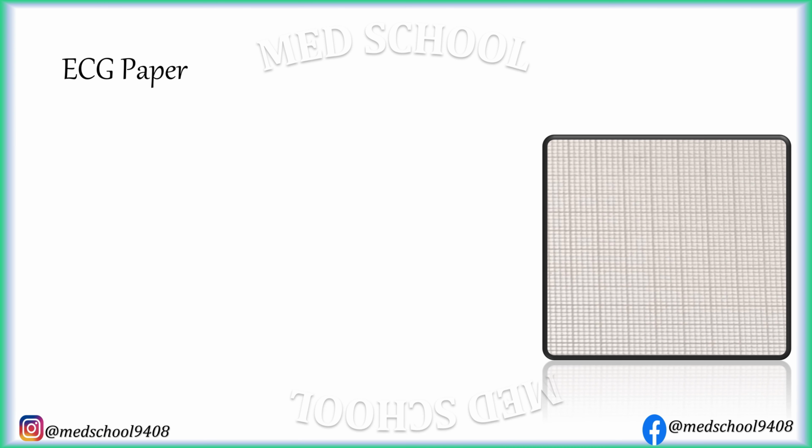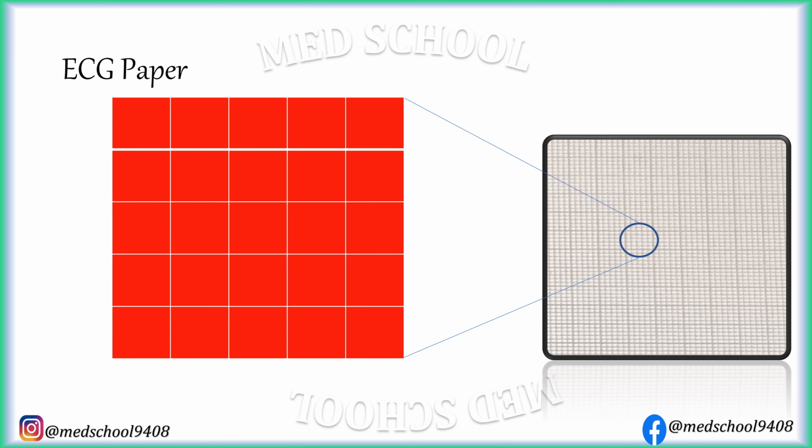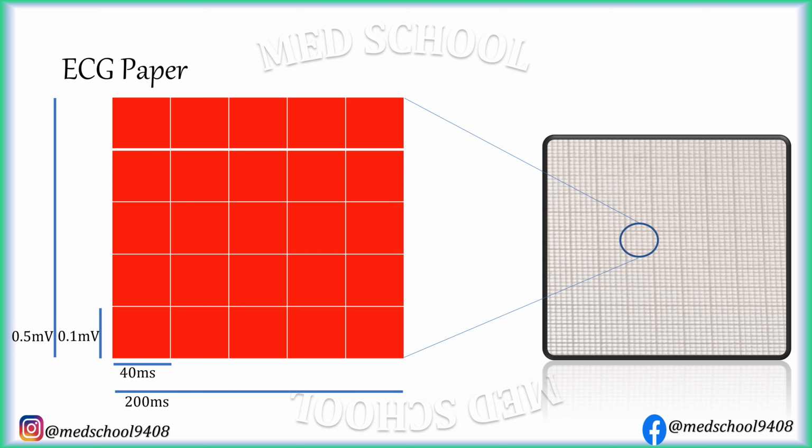Let's start details of ECG paper. It is nothing but a graph paper we all used in our school days. It has two axes. X-axis is horizontal and represent duration of ECG waves, and Y-axis is vertical and represent amplitude of ECG waves. It has small boxes which are 1 mm square and large boxes which are 5 mm square. Each small box on x-axis represent 40 milliseconds and on y-axis represent 0.1 millivolt. Each large box on x-axis represent 200 milliseconds and on y-axis represent 0.5 millivolt.